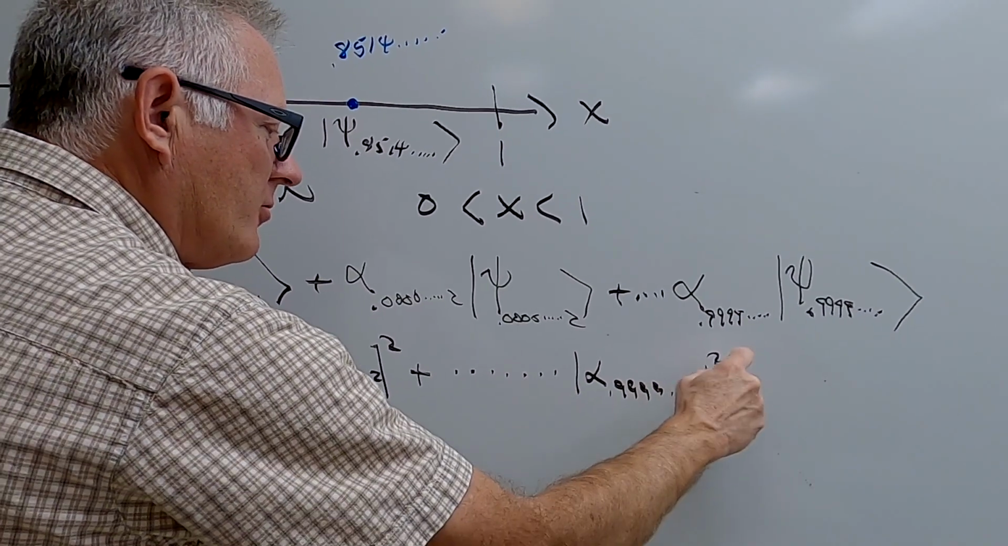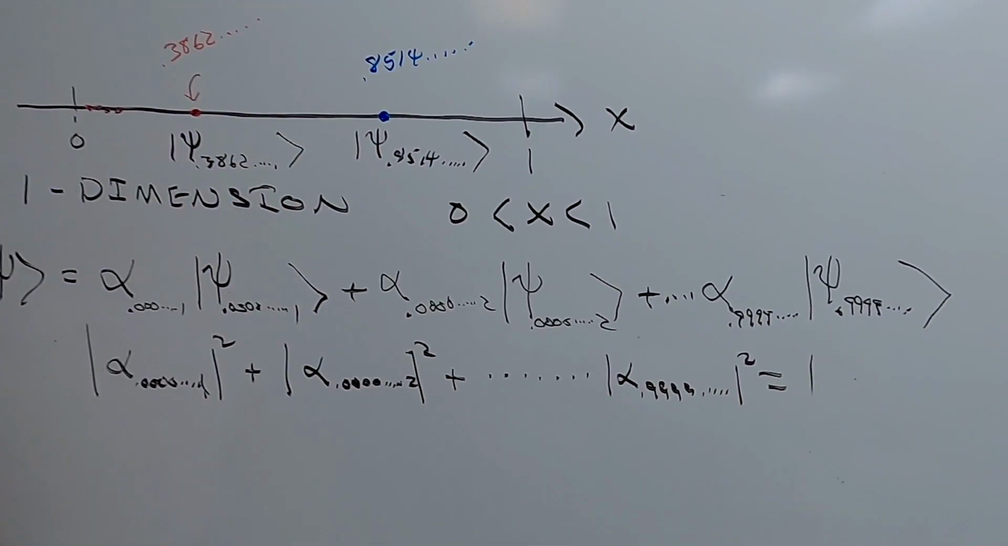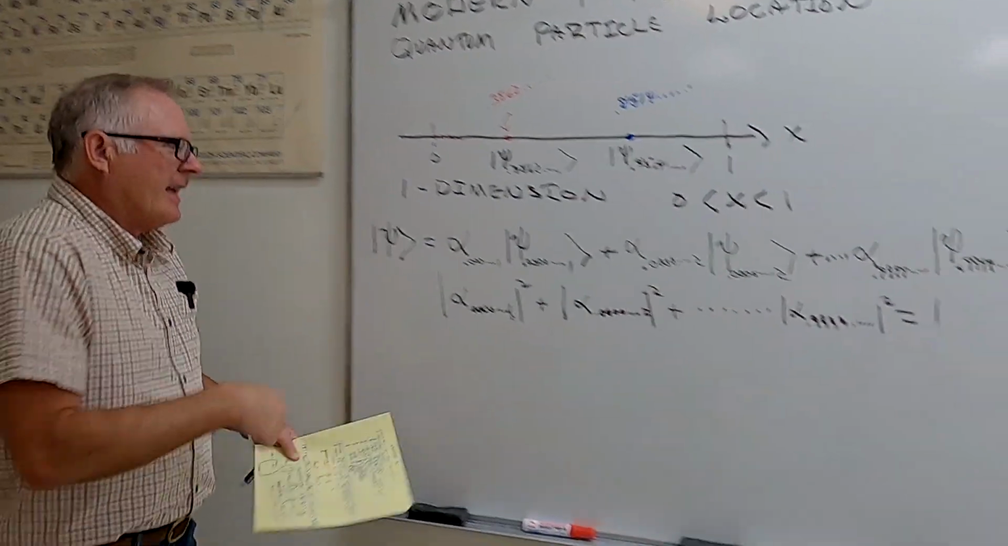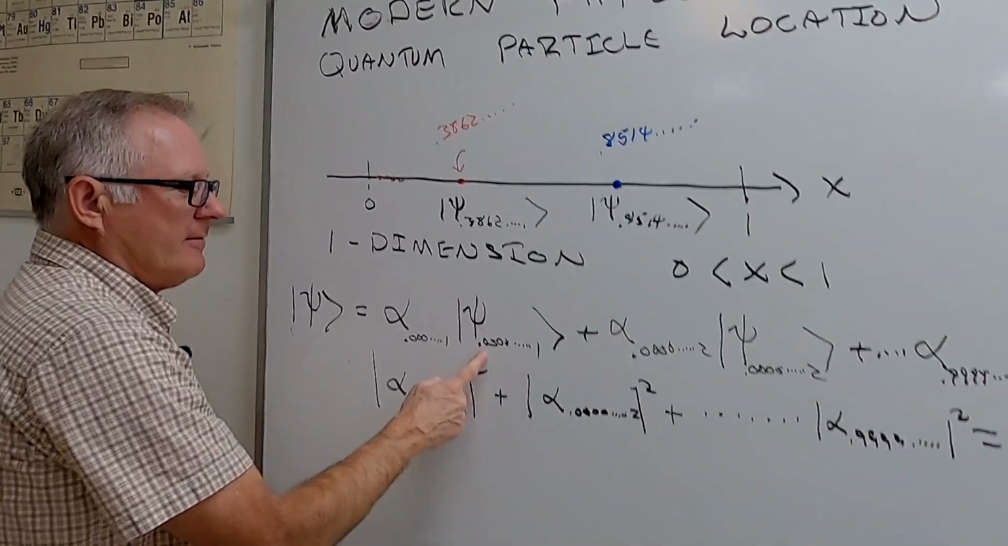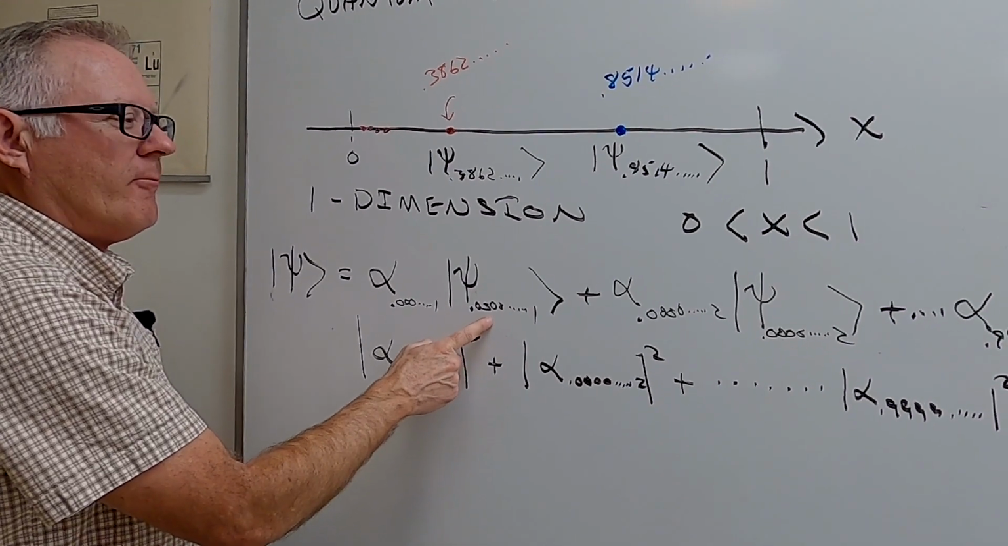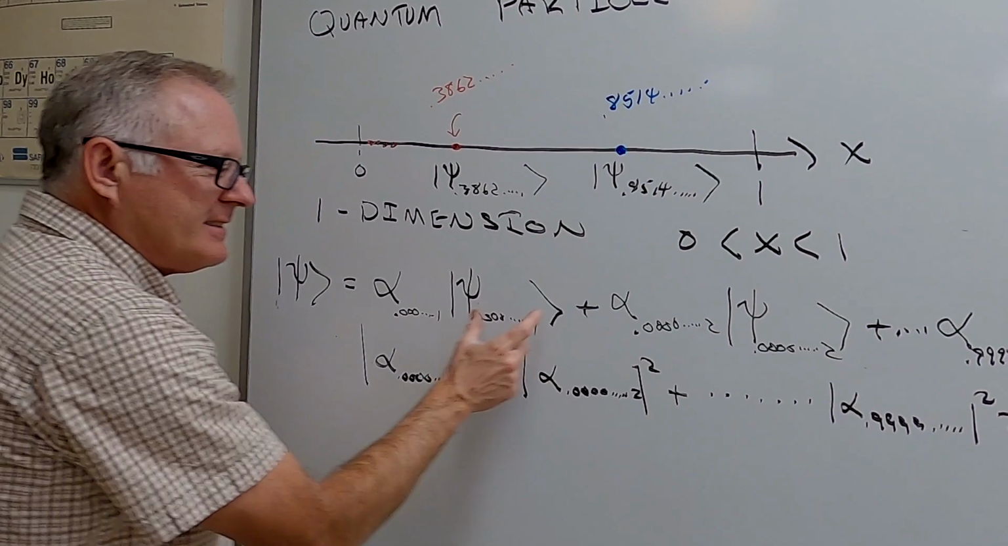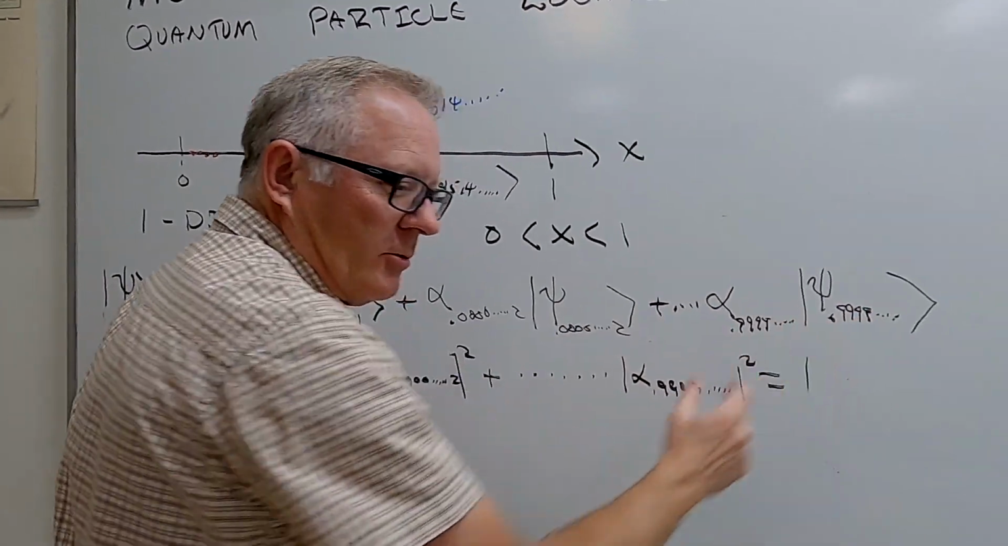0.9999 squared, that should equal 1. Well, and these would be the eigenfunctions, really. They would be our eigenfunctions, if we want, and these guys would all be orthonormal to each other.